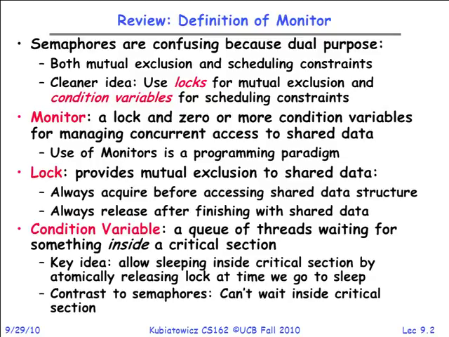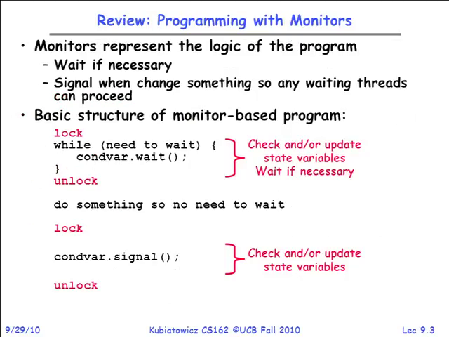Since a monitor is a programming style, you can think of it as a structure. Grab the lock. If the condition is not quite right, wait, and always do that in a while loop, because we have to assume Mesa scheduling unless told otherwise. Then we unlock and do something. Again, at the exit, we lock, we signal people that might be sleeping, and then we unlock. Were there any questions on this basic structure?